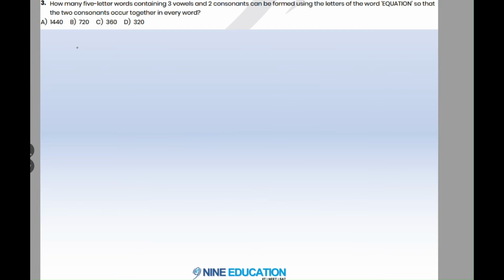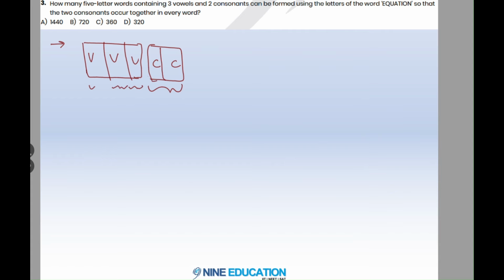How many 5-letter words containing 3 vowels and 2 consonants can be formed using the letters of the word equation? So what we are asked is to make a 5-letter word. There should be 3 vowels and 2 consonants such that the consonants always occur together. The consonants should always occur together. So let's take them as one entity and consider these as 3 separate boxes, with this as one particular box.